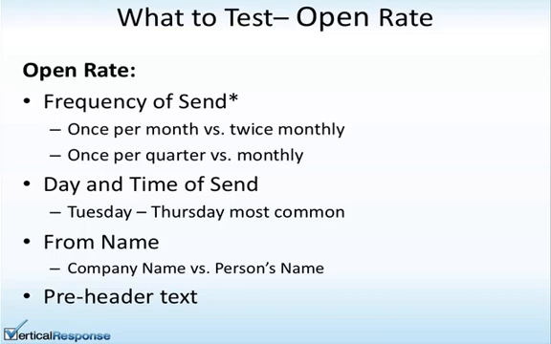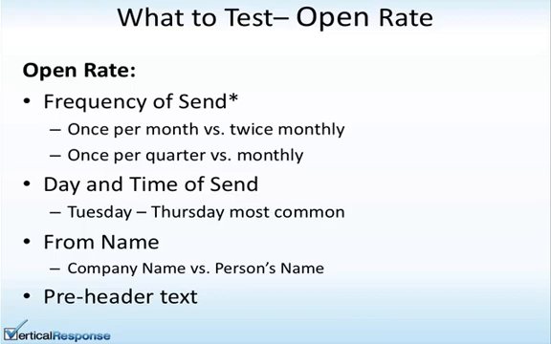You can test the frequency of the send. Maybe if you're mailing once a month, you might want to try mailing twice a month. If you're mailing once per quarter, you might want to try mailing monthly. Now, I have an asterisk next to this one. I could probably put it in red as well.